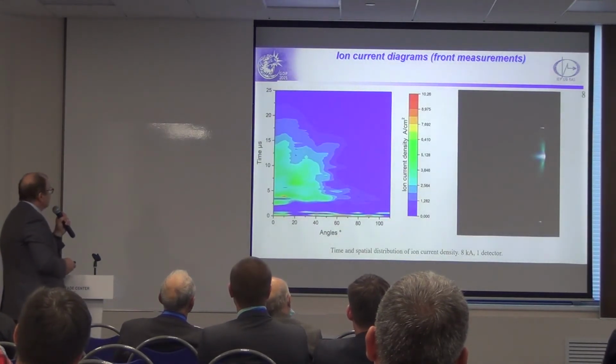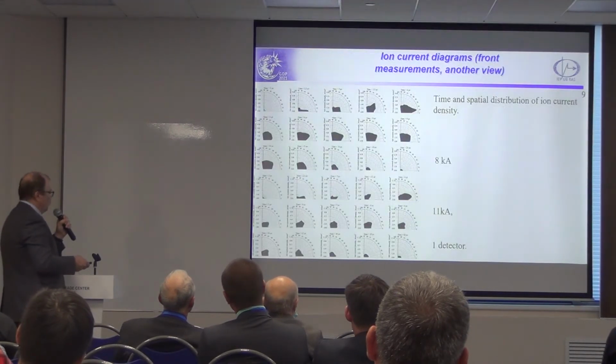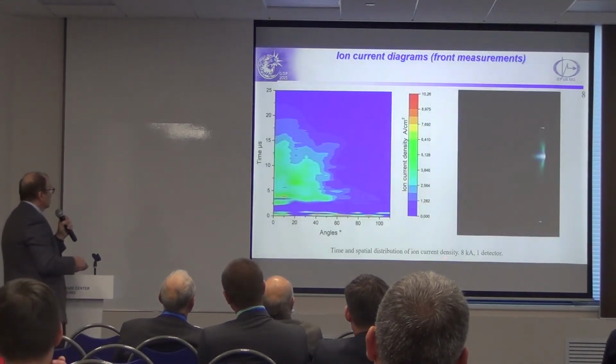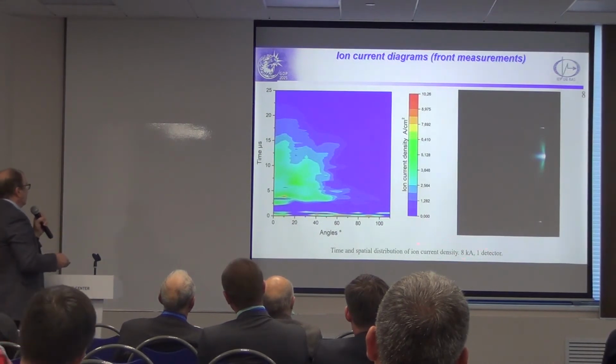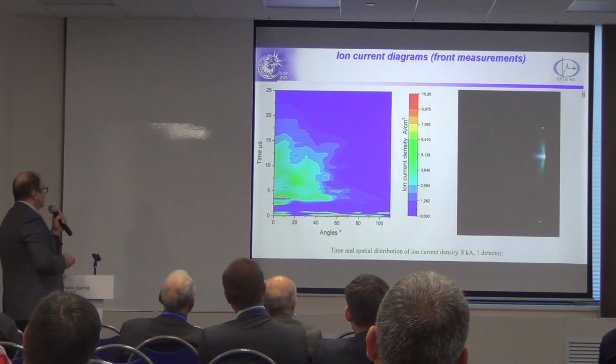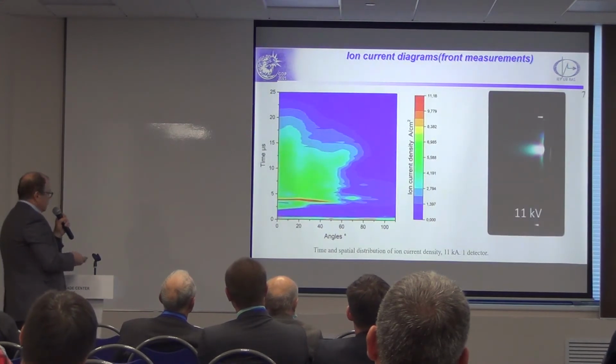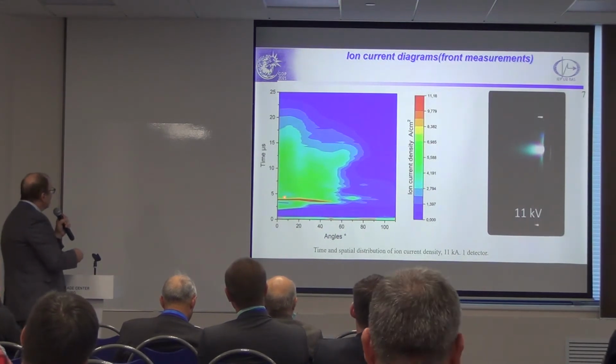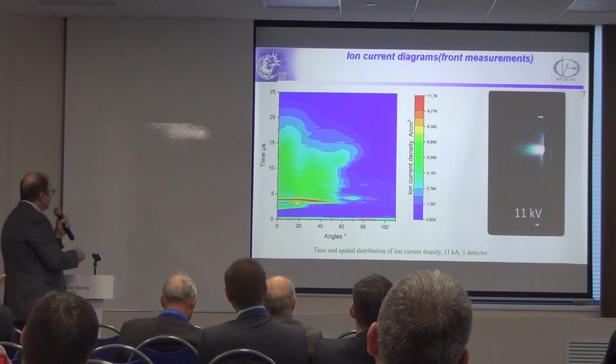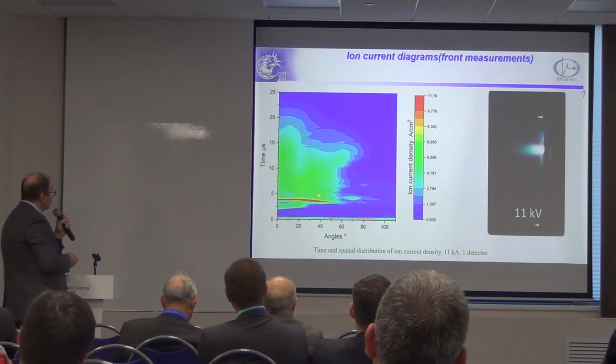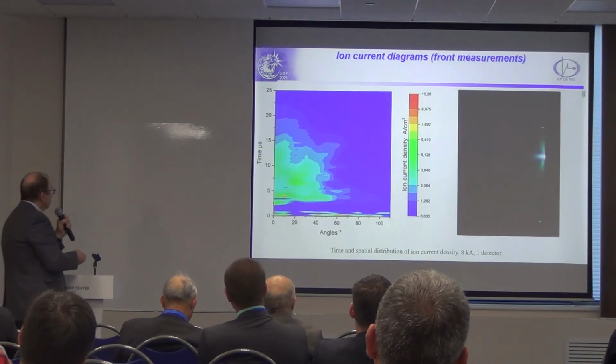This slide shows the same measurement, but for a smaller current, 8 kiloamps. This picture is in general the same. One can see the high wave in front of the plasma front, and very wide spreading of plasma.